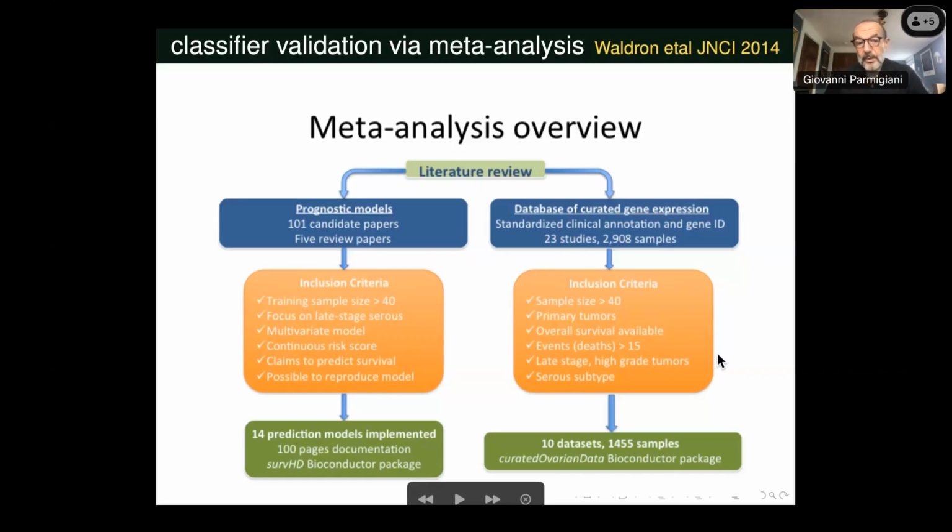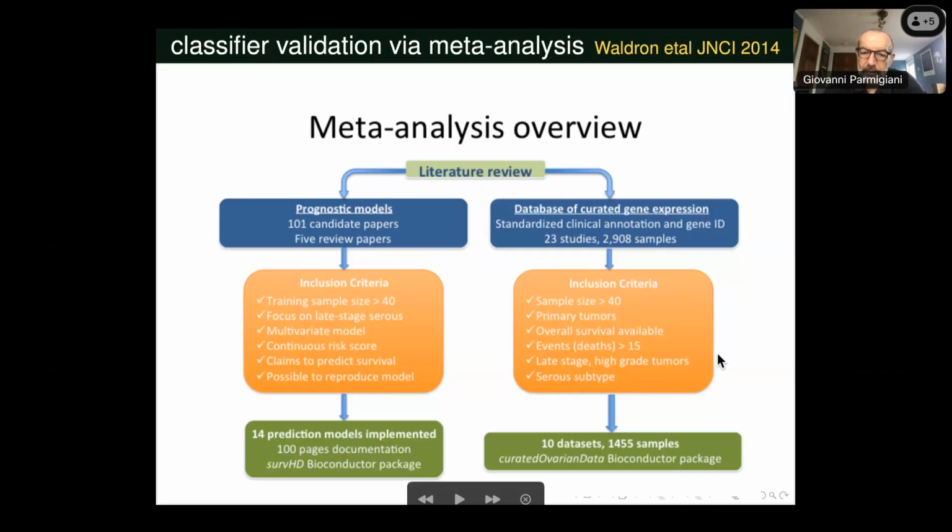I will not bore you with the inclusion criteria and the details of the implementation, but at the end of the day, we ended up with 14 prediction models that we could re-implement and entirely recode. We generated hundreds of pages of documentation and some packages to reproduce some of those models as well. But we had identified as early as 2012, I think, about 14 alternative models.